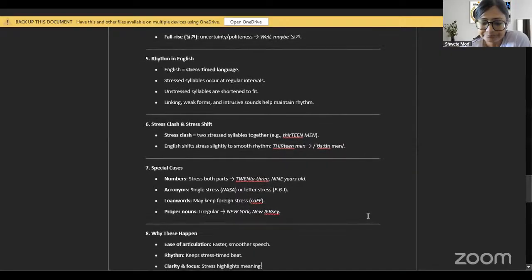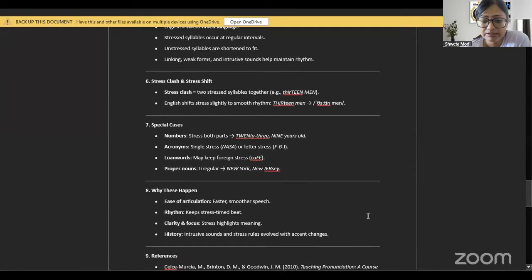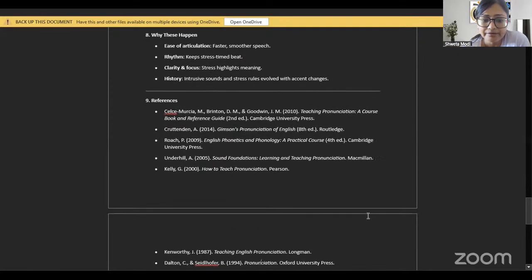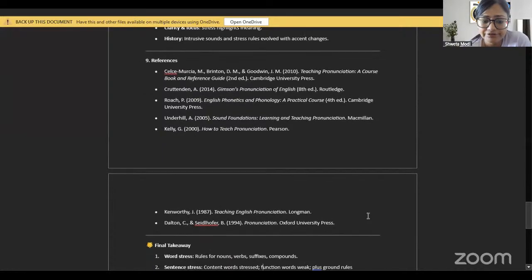When you have a proper noun, you have to focus on both words, like New York. So New is being focused. New Jersey: now in the word Jersey, even Jer is also stressed. So these are all special cases. And why do these happen again and again? The same reasons: ease of articulation, rhythm, clarity and focus. These are all the references.